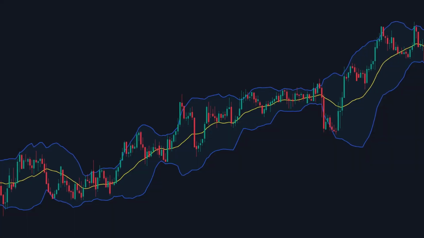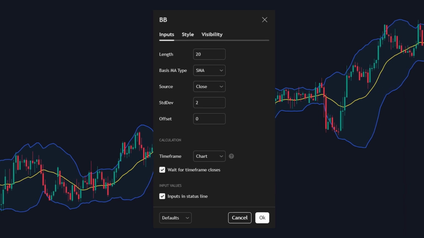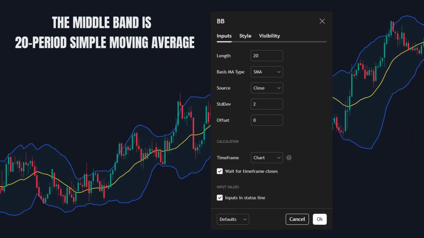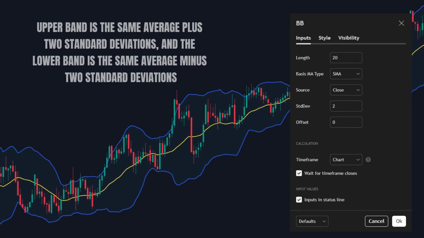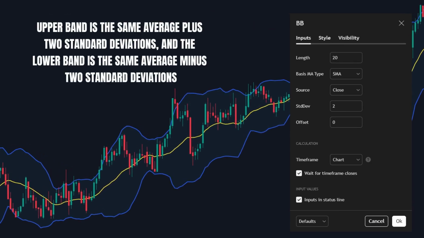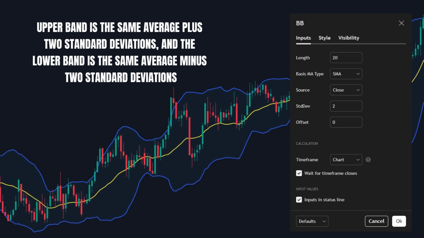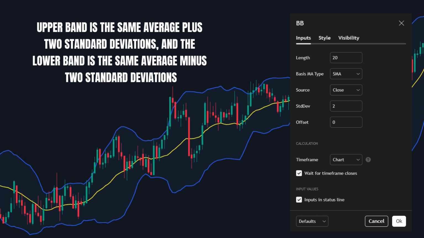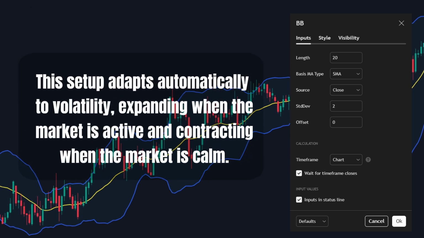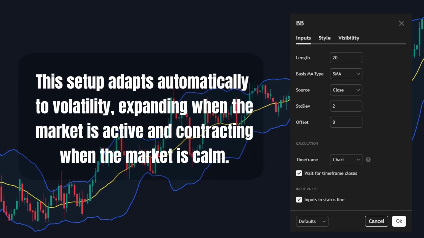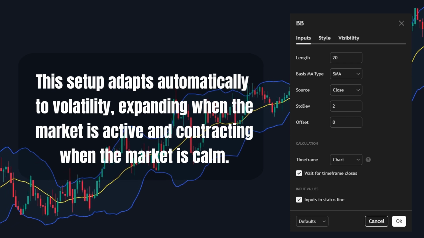In trading platforms, Bollinger Bands come with a classic default setting that works well across all markets. The middle band is a 20-period simple moving average, while the upper band is the same average plus 2 standard deviations, and the lower band is the same average minus 2 standard deviations. This setup adapts automatically to volatility, expanding when the market is active and contracting when the market is calm.